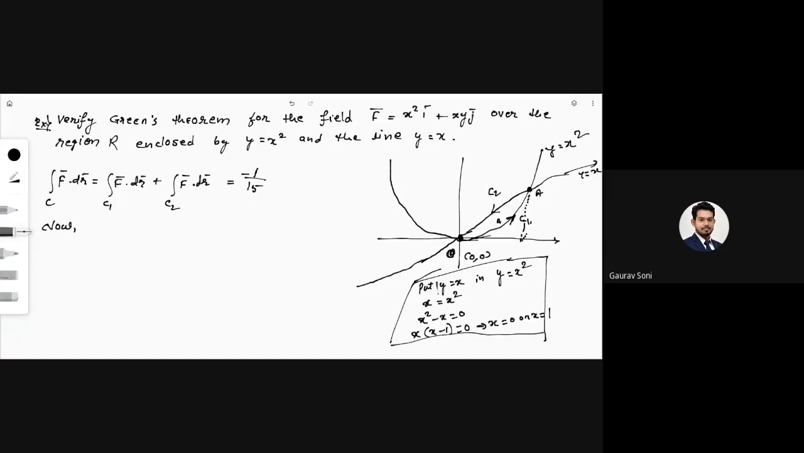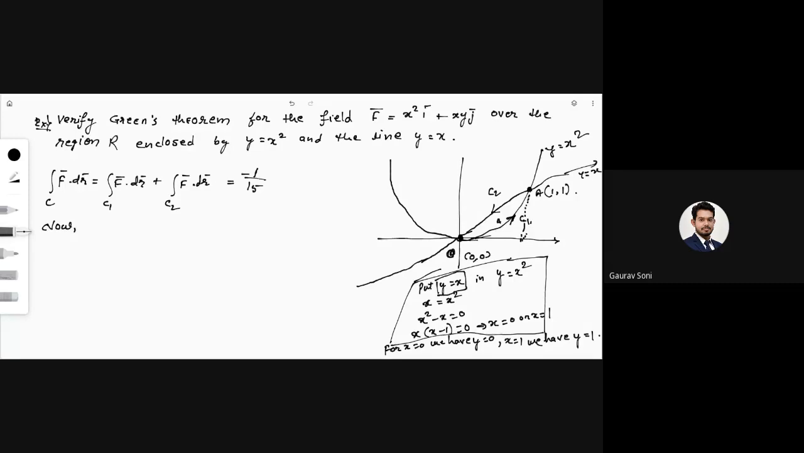Which equation we used? We put y equal to x. So for x equal to 0, we have y equal to 0. For x equal to 1, we have y equal to 1. So there are 2 points. 0, 0 I have already written. So the A point has to be 1, comma 1. Clear? So in every double integral, we will have to do this. We will have to find the points of intersection.